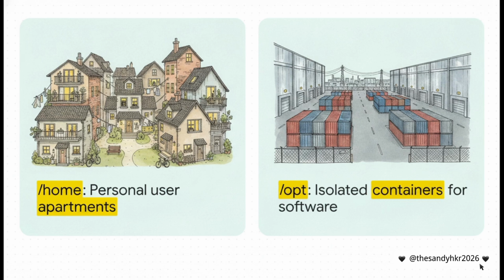On the flip side, we have /opt. This is much more like an industrial park. It's used as an isolated container for massive third-party software that gets installed outside the normal package manager. Really large applications will drop all their files, libraries, and resources into one self-contained folder in /opt, keeping them completely separated from the main OS.